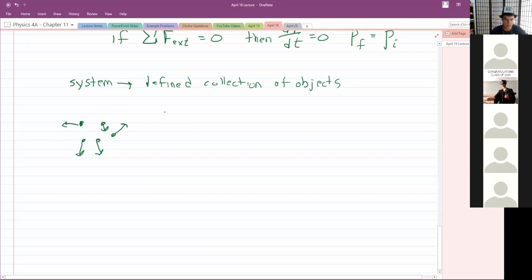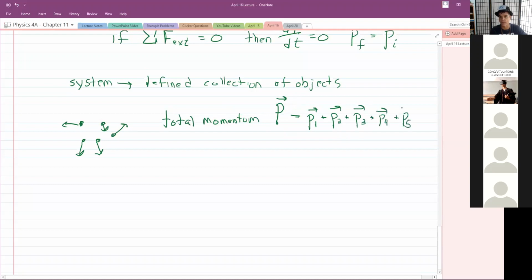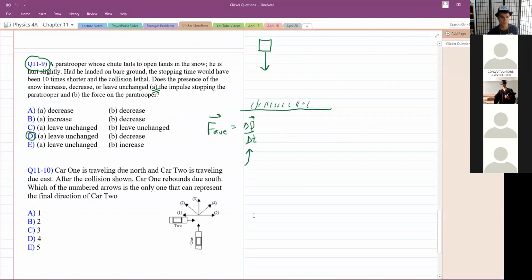Now, the total momentum of a system. It's kind of hard to do on here, but generally total momentum is written as a capital P. The momentum of a single object is written as lowercase p. So the total momentum of a system would be the sum of the momentum of all the objects in the system. So in this case, if I have 5 objects and I want to know the total momentum of the system, I would just add the momentum of all 5 objects together. So thinking along those lines, I have a clicker question for you.